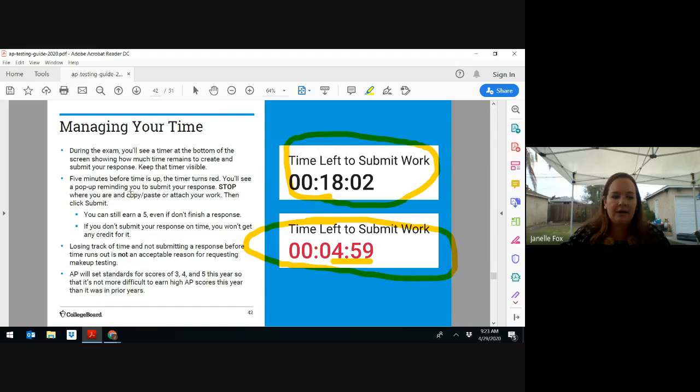Okay, look right here. They reiterated again. You could still earn a 5 even if you don't finish the entire response. It's going to be fine. Again, if you do not submit on time, you will not get any credit. So just please make sure you submit on time.